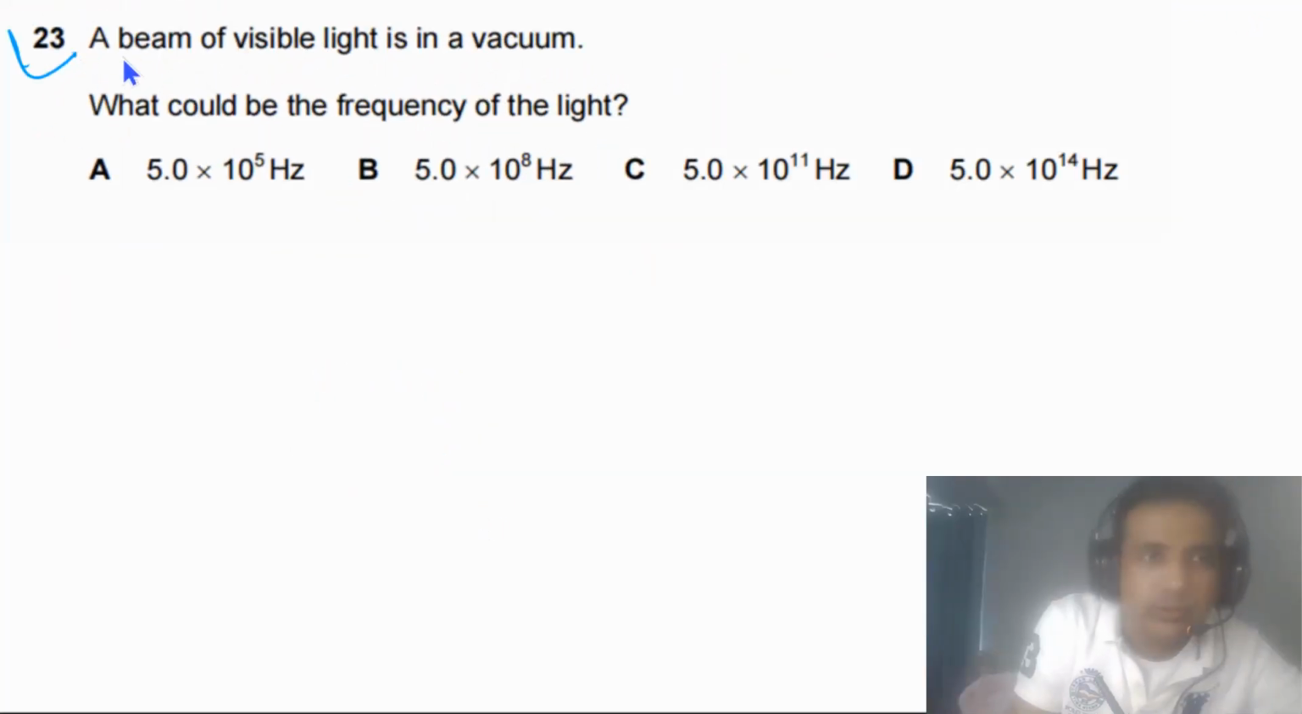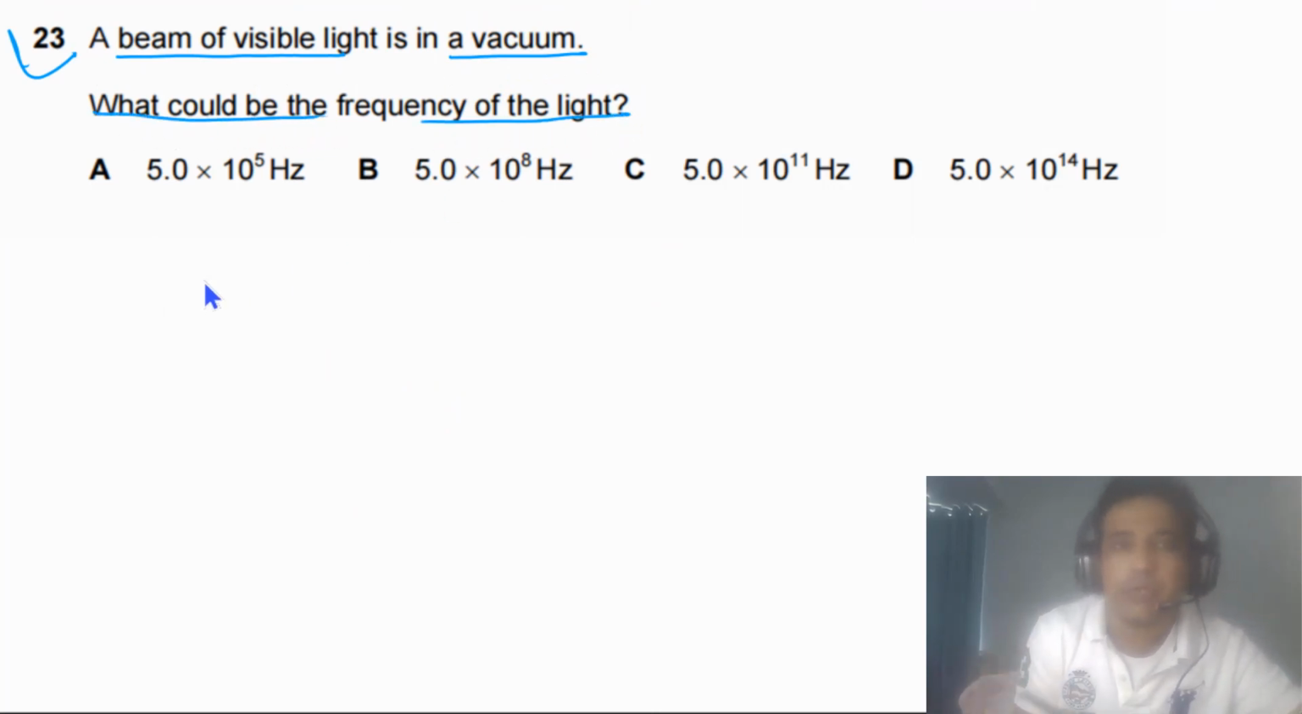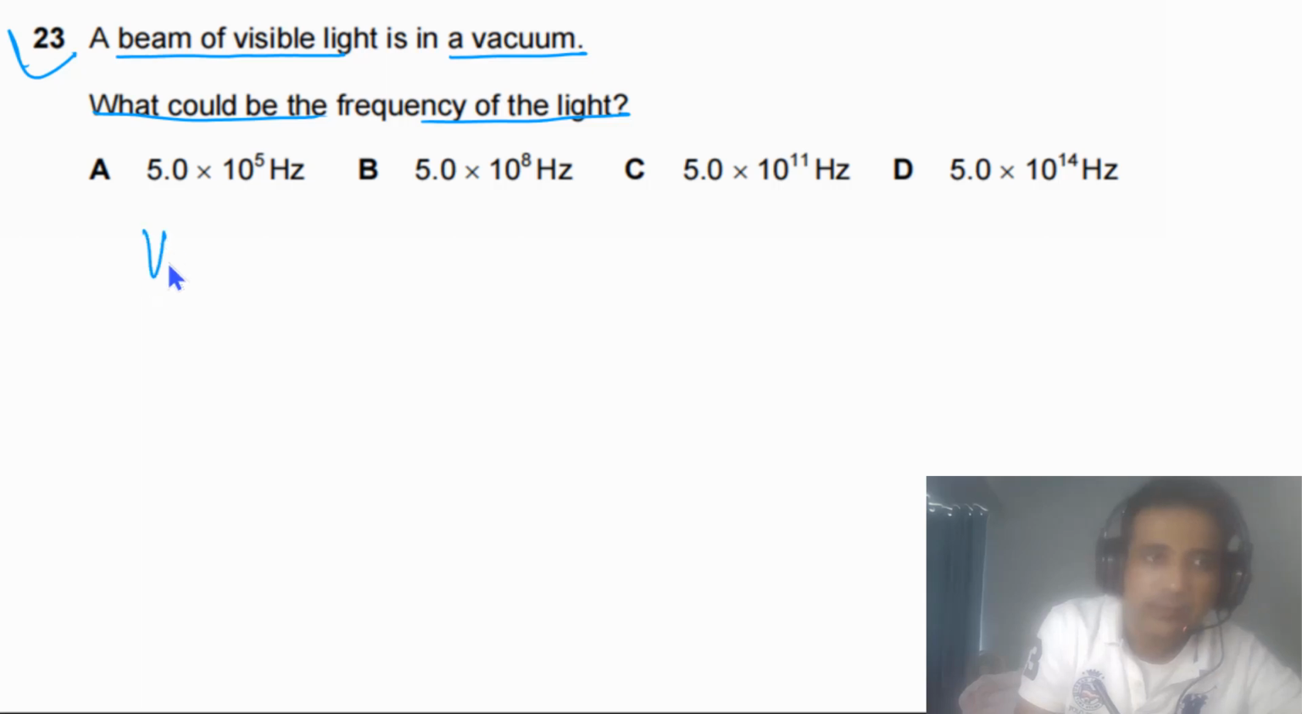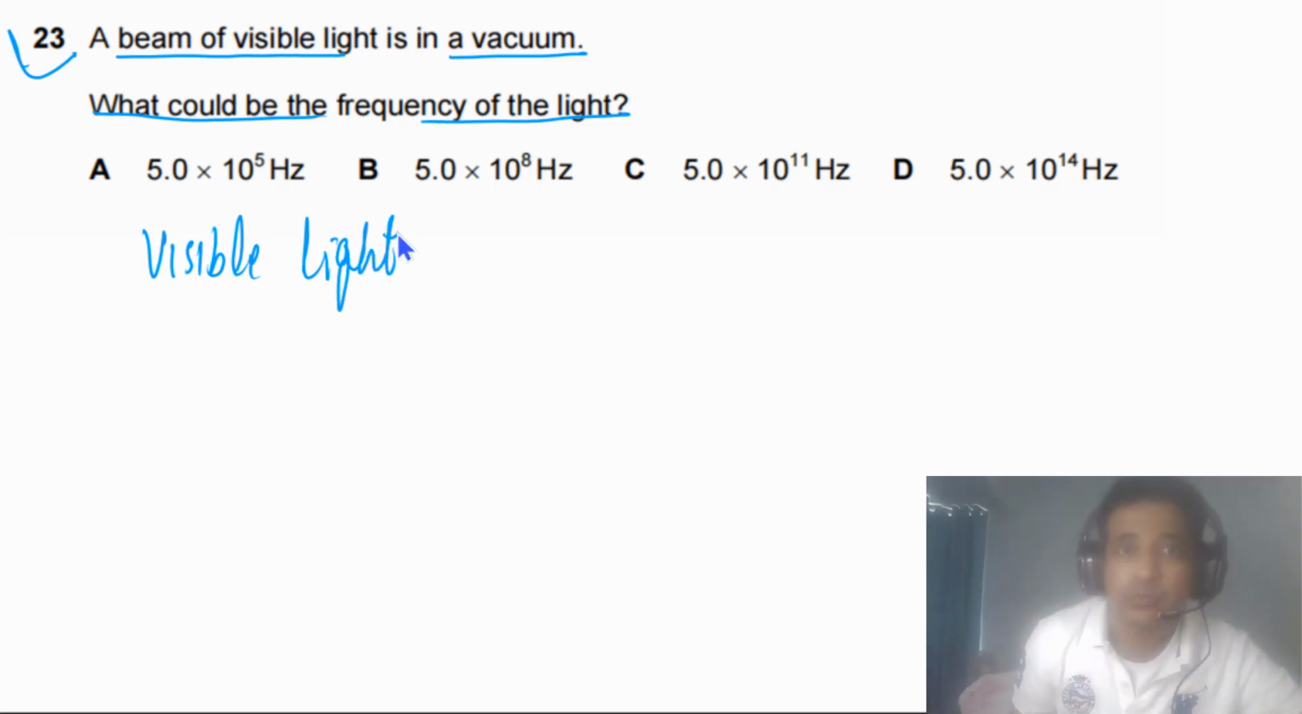Question 23 says a beam of visible light is in a vacuum. What could be the frequency of the light? So simply we need to calculate the frequency of visible light, and for visible light we need to understand the range of wavelength. This is what they are expecting you to remember.